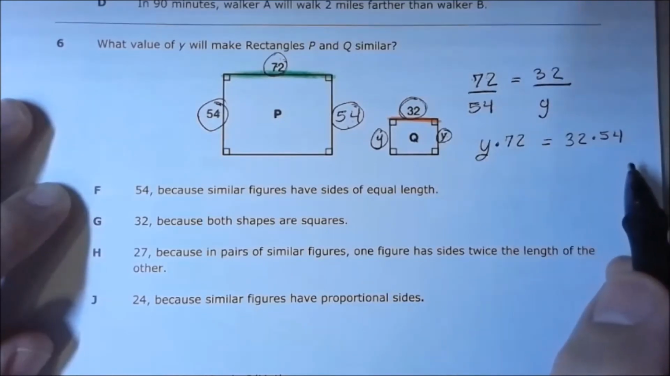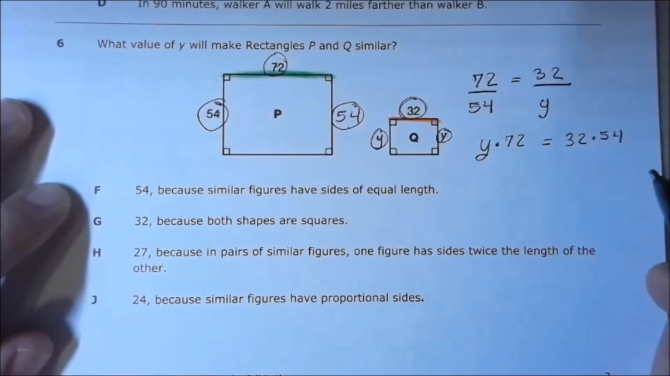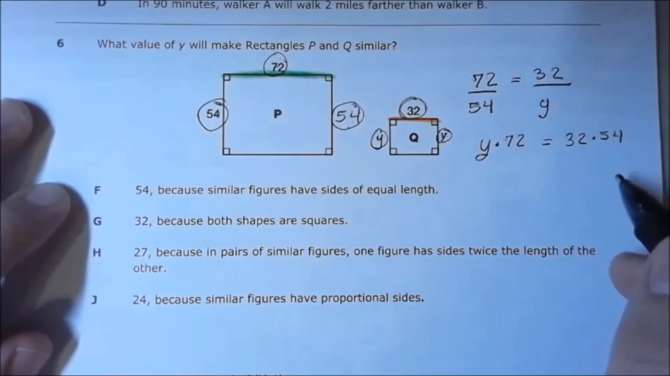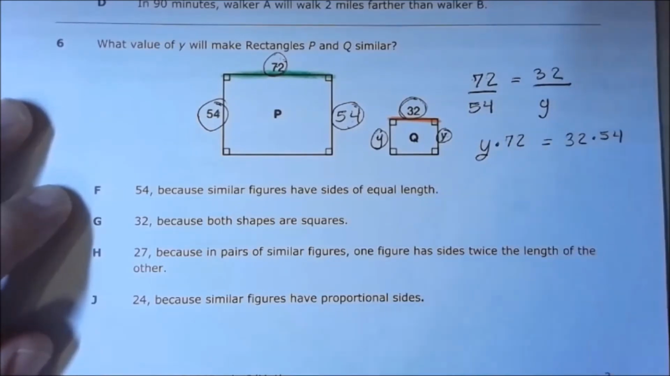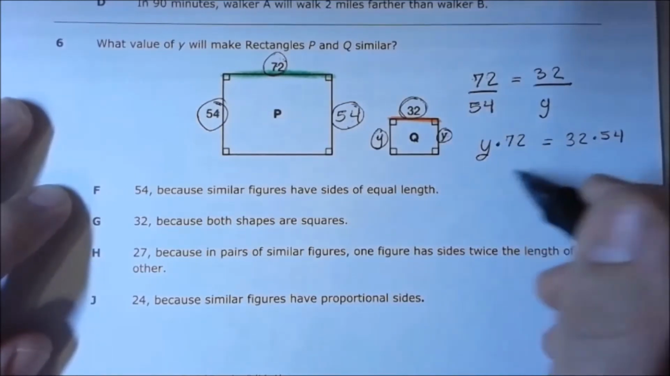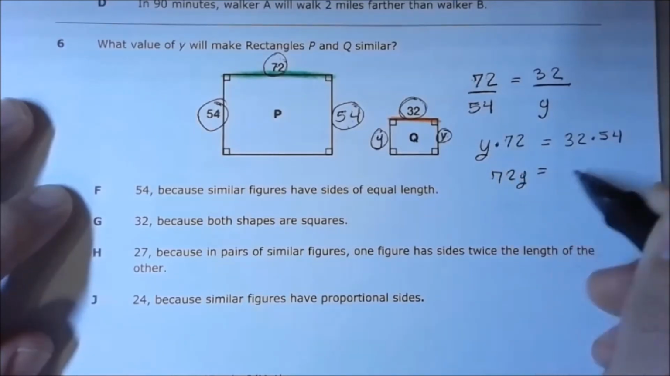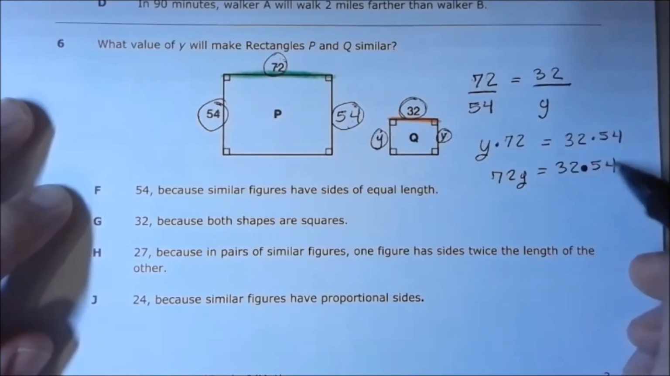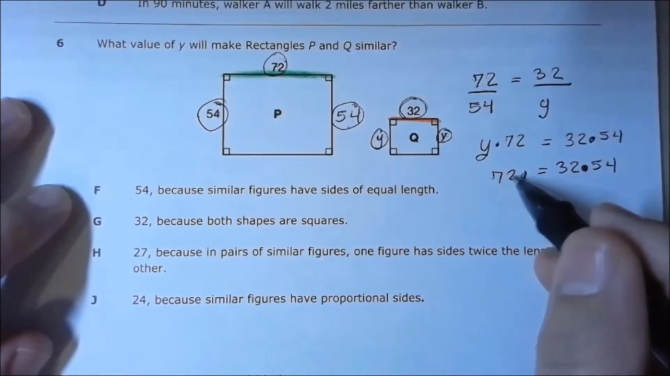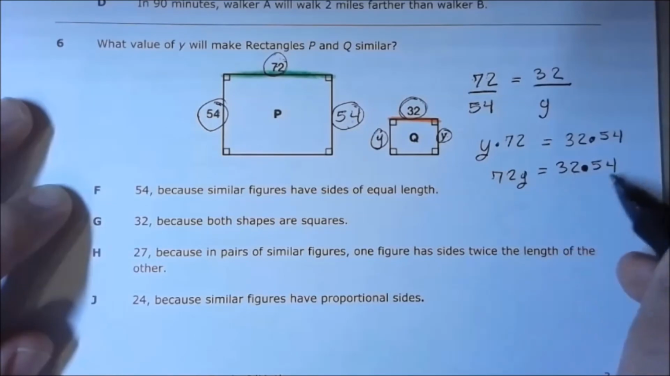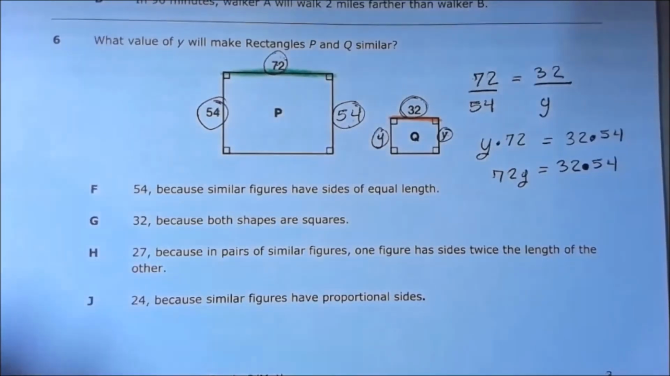Now you can see this equation starting to come alive, and we can work this out in our calculator. You could do this with numerical solve, or you could just do it step by step with your calculator. It's up to you. But right here, y times 72 is just going to be 72y, and that's equal to 32 times 54. So I'm going to put this statement in my calculator and let numerical solve take care of it. Let me show you what I mean.